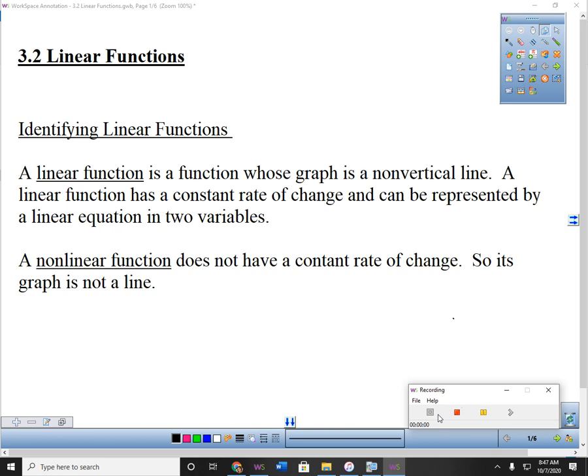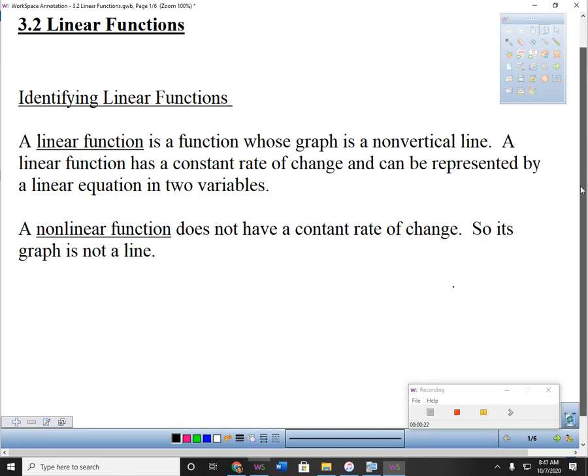So we're talking about linear functions, and to identify a linear function, it's a function whose graph is a non-vertical line. A linear function has a constant rate of change, that would be your slope, and can be represented by a linear equation with two variables. That means an x and a y, right?